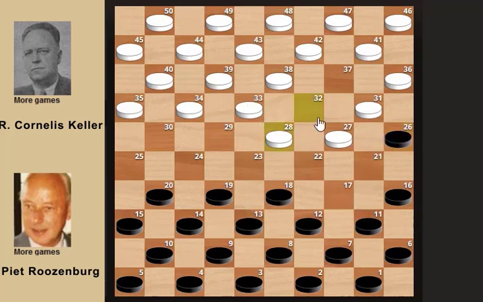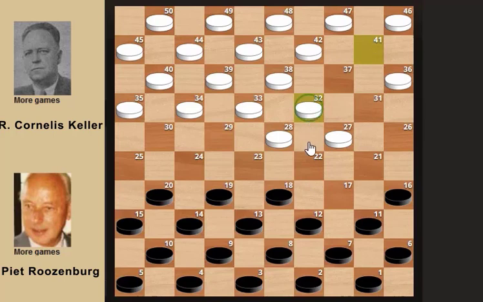Keller moved from 32 to 28. So Roozenburg had to take the piece at 31. And then Keller also took the piece and moved his piece from 41 to 32.